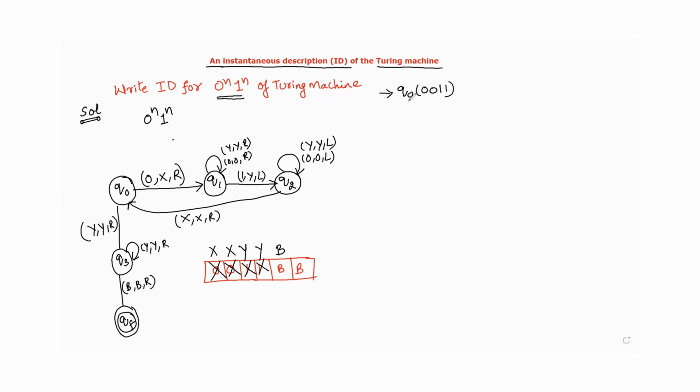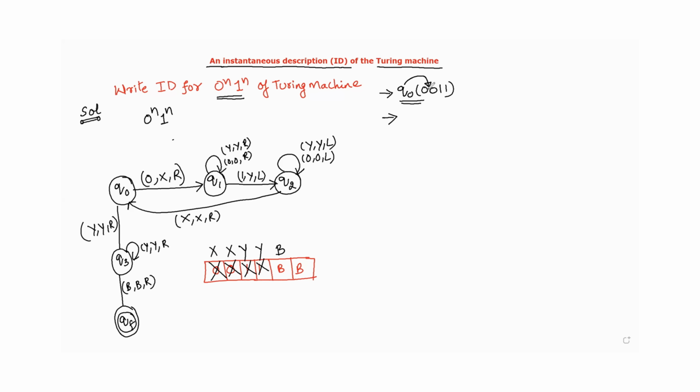Now the given value is q naught on 0 0 1 1. Remember, now we are talking about the q naught on 0. What is the meaning of this q naught on 0? It means it goes to the right side. Right side means this place. This place is called the right side.